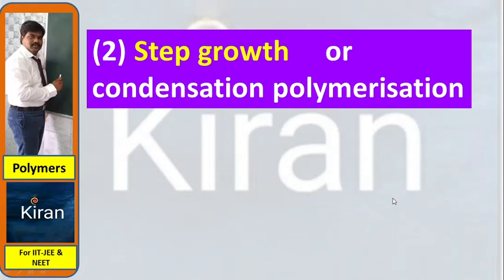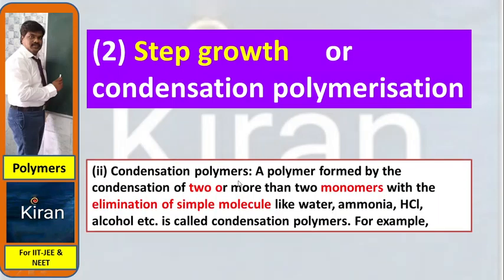So addition polymers are over. Now we are going to see the second one, step growth polymerization or condensation polymerization. In addition polymerization, two or more monomers combine directly without liberation of any byproduct. But in condensation polymerization, two different monomers combine to give a polymer with the liberation of byproduct. See the definition of condensation polymers: a polymer formed by the condensation of two or more monomers with the elimination of simple molecules like water, ammonia, HCl, alcohol, etc. is called a condensation polymer. We'll see some examples of how these condensation polymers are prepared and their important uses.